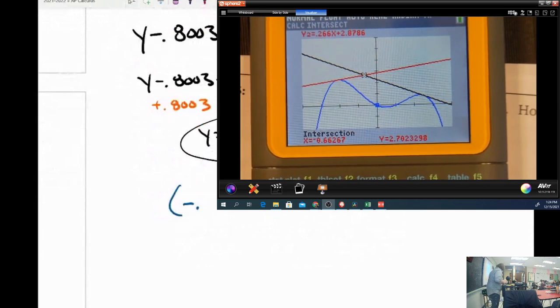And that means that the actual intersection point is the coordinates that are there on the calculator, which is negative 0.66267, comma 2.702. I'll go ahead and get my hand calculator.